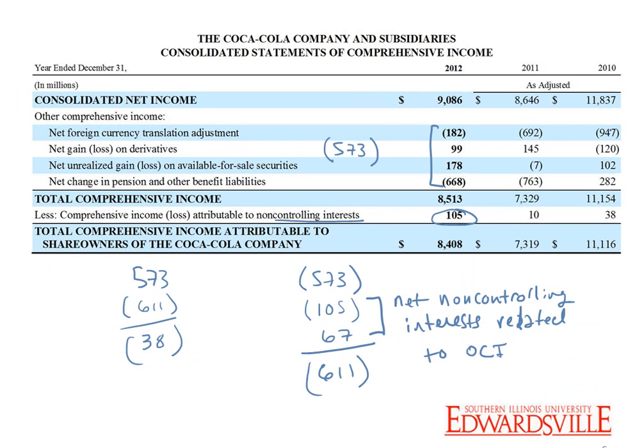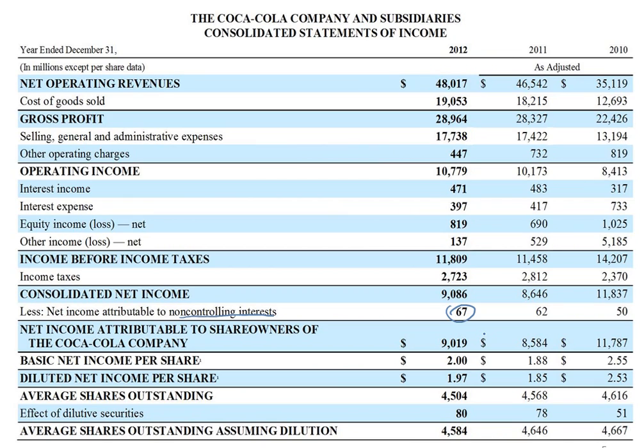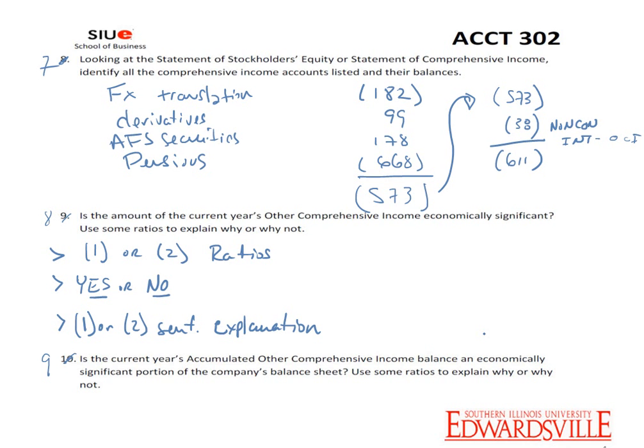And just to go back and look at that, so here it is, 182, 99, 178, and 668 for your 573. And when you net out the 105 and 67, the 105 you got here and the 67 is from the income statement, that nets out non-controlling interest related to other comprehensive income. Okay. So once again, that non-controlling interest, not really our focus here. Just do your best to track it down. If it drives you crazy, email me. Or just hand in your assignment with all the other parts.